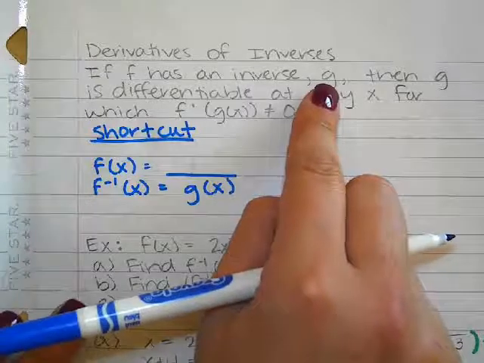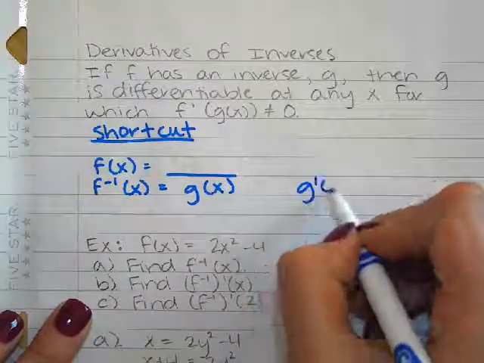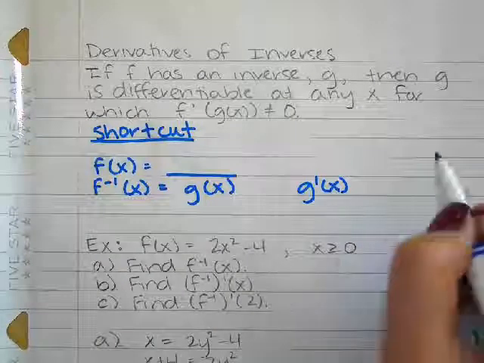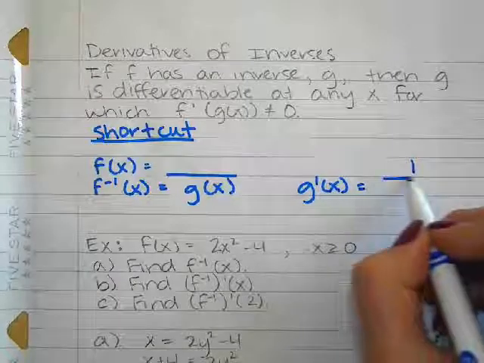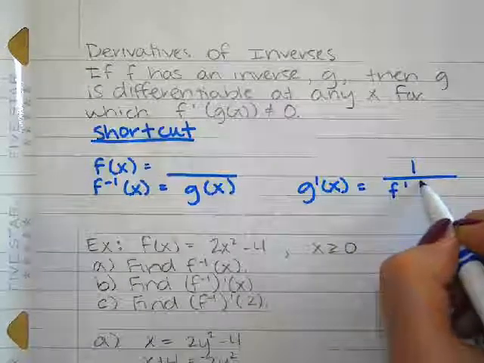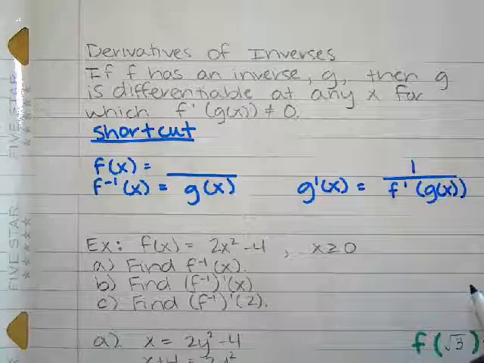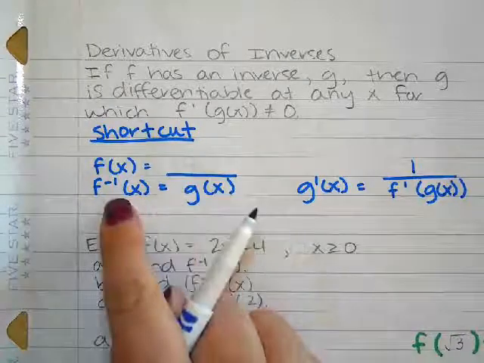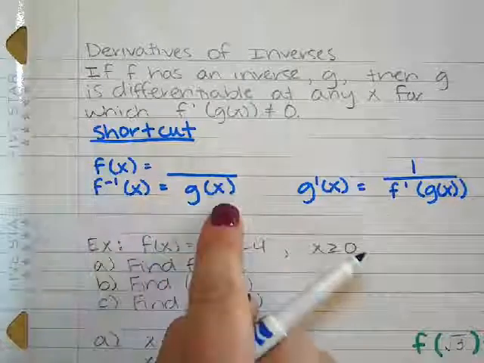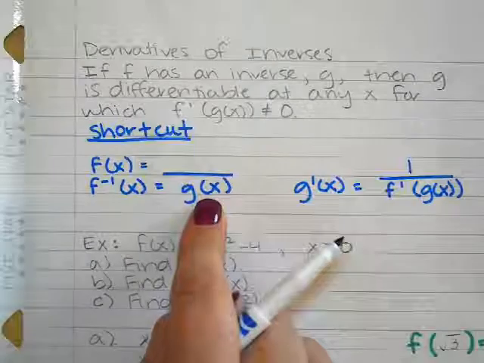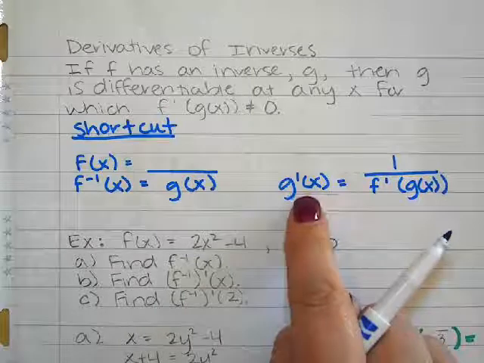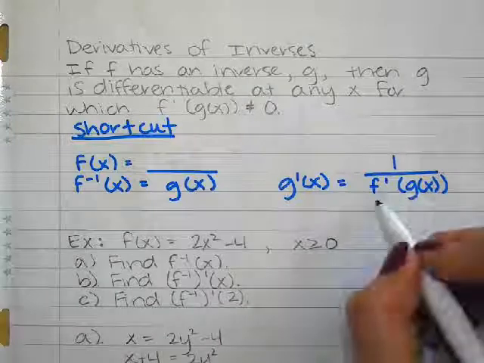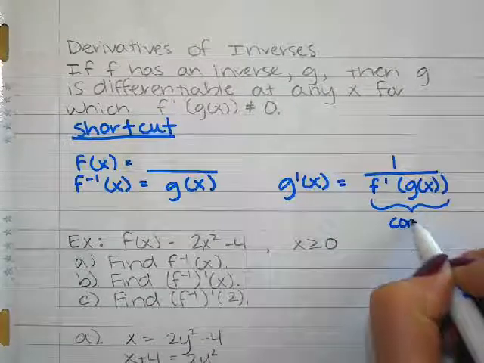The shortcut says that g prime, so if the inverse is g, then that means that g prime is the derivative of the inverse. Okay, g prime is 1 divided by f prime of g of x. That's the shortcut. So we're saying the inverse is g, and the shortcut to find the derivative of the inverse is to do 1 divided by f prime of g, and this right here is composition.